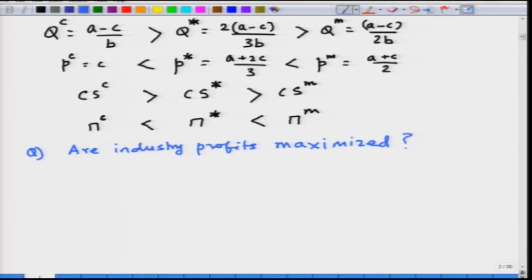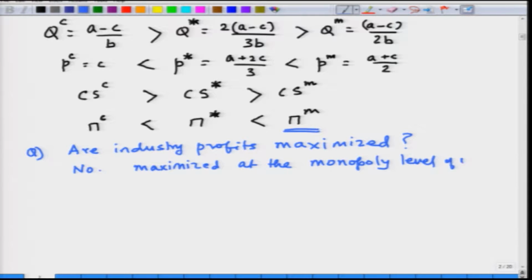Well, the monopolist exercises market power, compares his marginal revenue with the marginal cost, chooses to produce an output which is (A - C)/2B, and charges a price which is (A + C)/2. So, are industry profits maximized in the Cournot model? No, the industry profits are maximized at the monopoly level of output.